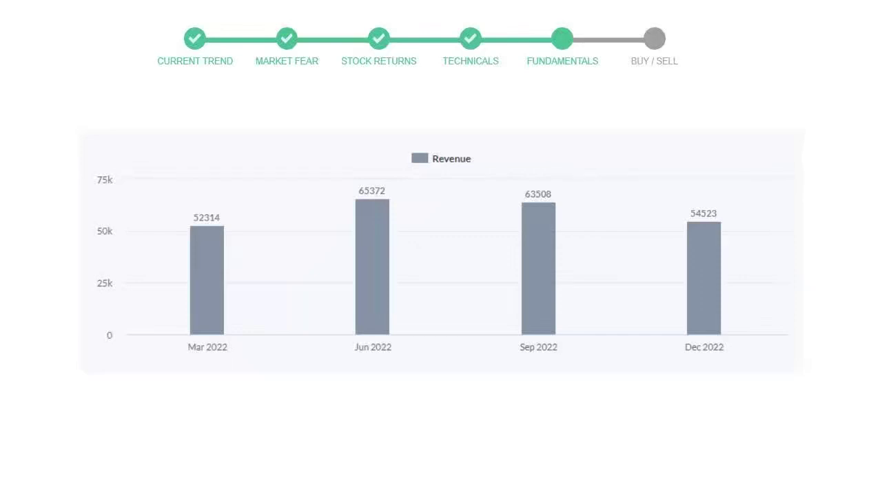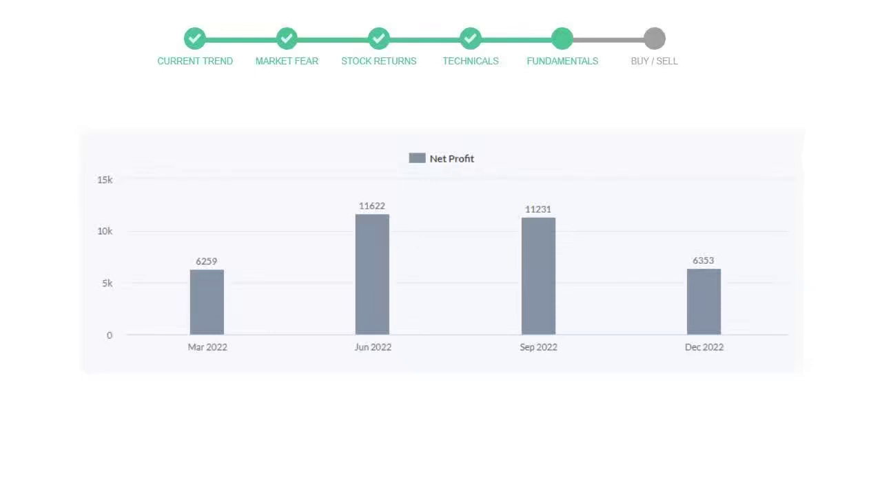Now let's see the profitability of Chevron in the quarter September 22. The profits were $11,231 million. And in the recent quarter, December 22, the profits declined to $6,353 million.